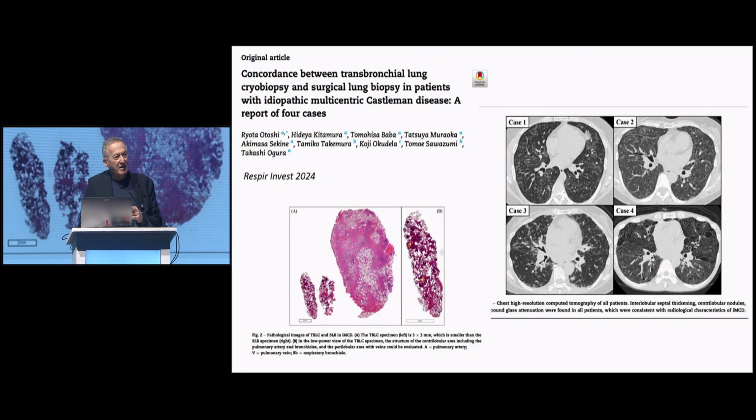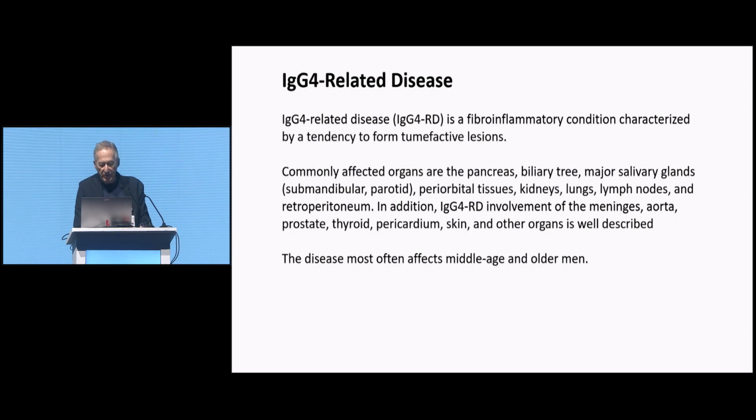Transbronchial cryobiopsy has been reported to be useful in the final diagnosis of idiopathic multicentric Castleman disease. Here we have four cases compared to what was obtained by surgical lung biopsy by a Japanese group.